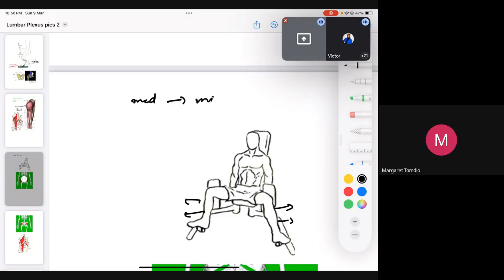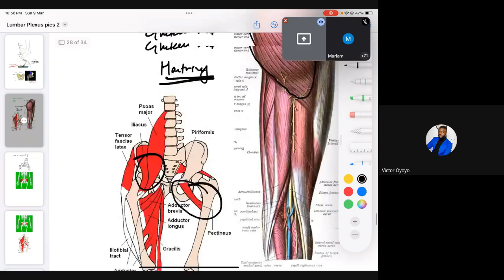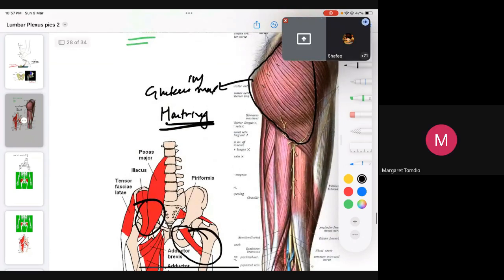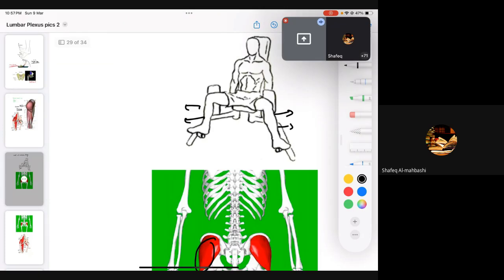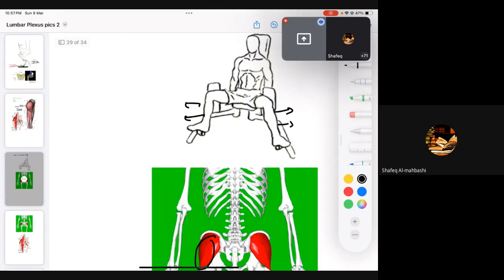What's the nerve supply of medius and minimus? Superior gluteal nerve. And what about gluteus maximus? Inferior gluteal nerve. Yes. Perfect. That's perfect, right? So, can anyone tell me something about Trendelenburg sign?